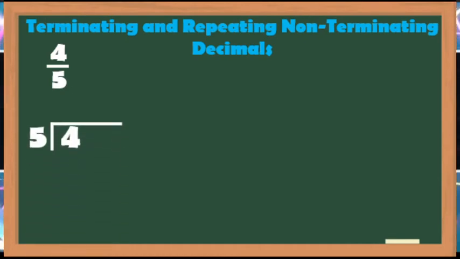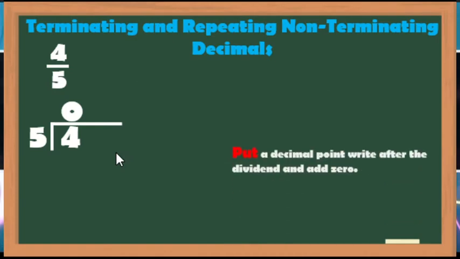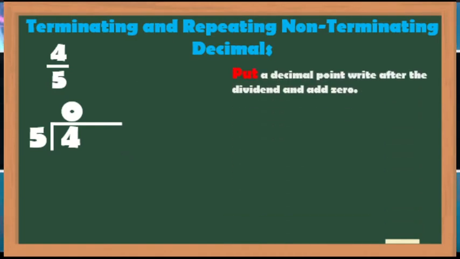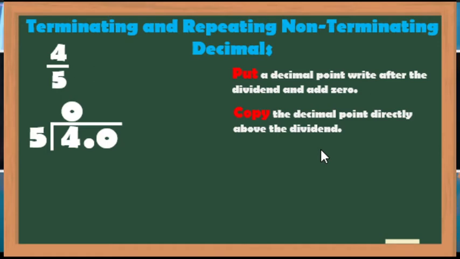Using the long division method, the dividend 4 is inside and the divisor 5 is outside. 4 divided by 5 is 0 since 4 is less than 5. Put a decimal point right after the dividend and add 0. Copy the decimal point directly above the dividend and divide as whole numbers.